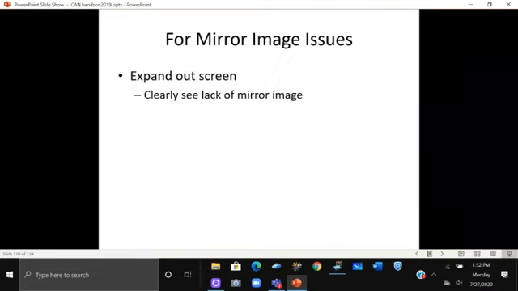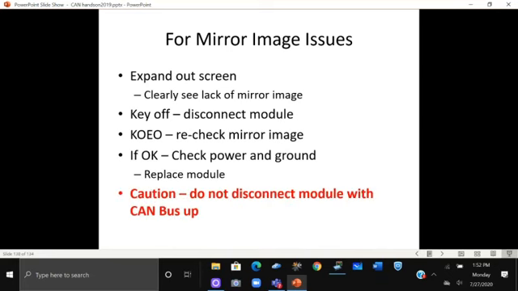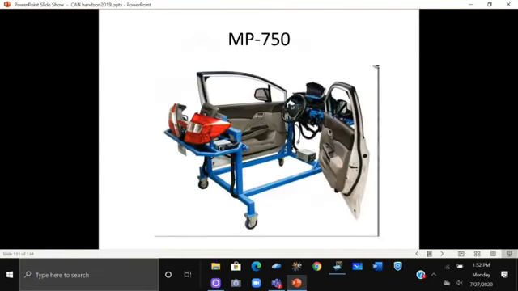For mirror image, expand the screen out so you can clearly see it. If there is a lack of a mirror image, key off, disconnect the most convenient module. So, you know, this is where the trainers work out so much better. Recheck for mirror image. So do not disconnect the module with CAN Bus up, because even if there was nothing wrong with that module, there may be now.